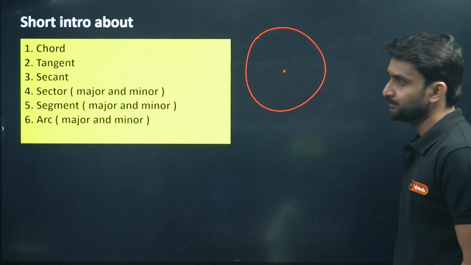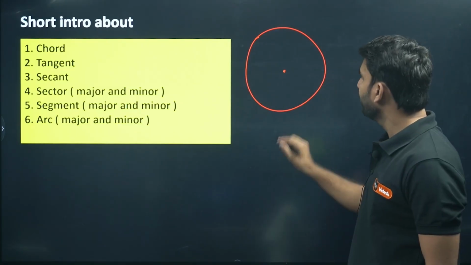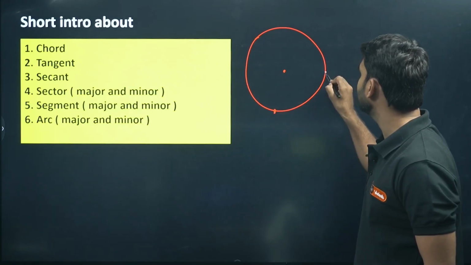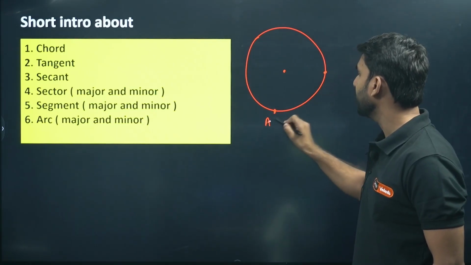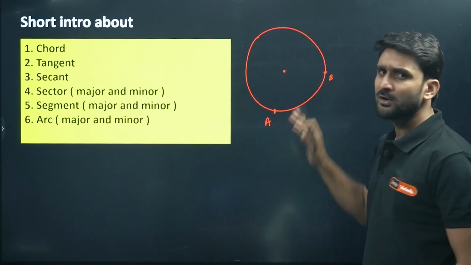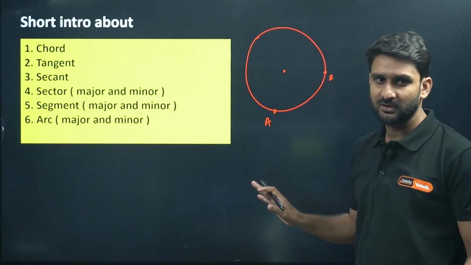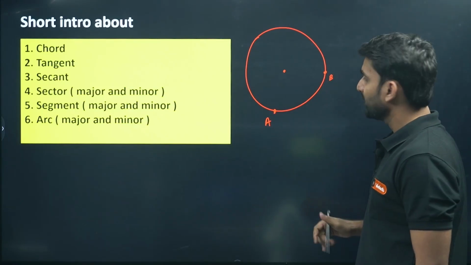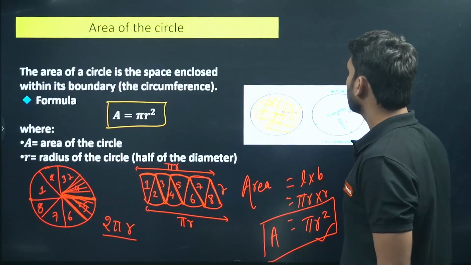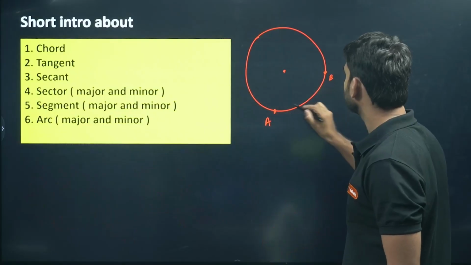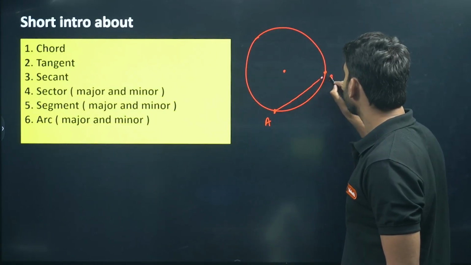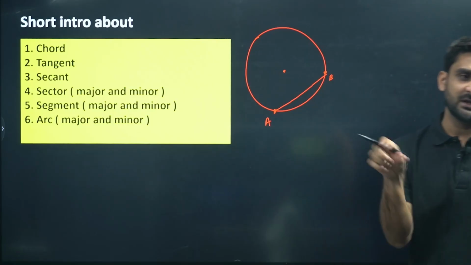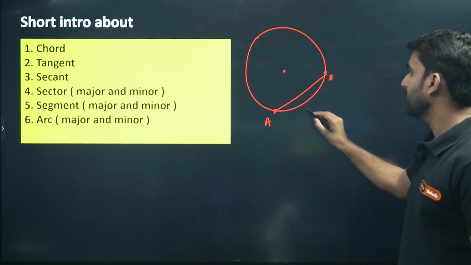What is called a chord? If you take 2 points on the boundary of the circle, let's say point A and point B, wherever you want to take them on the boundary, and I join these points, the line that we get, AB, is called a chord.